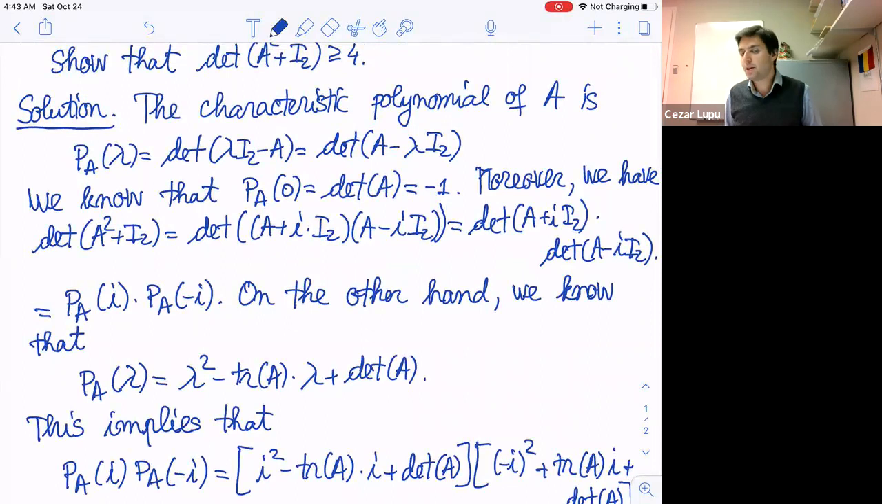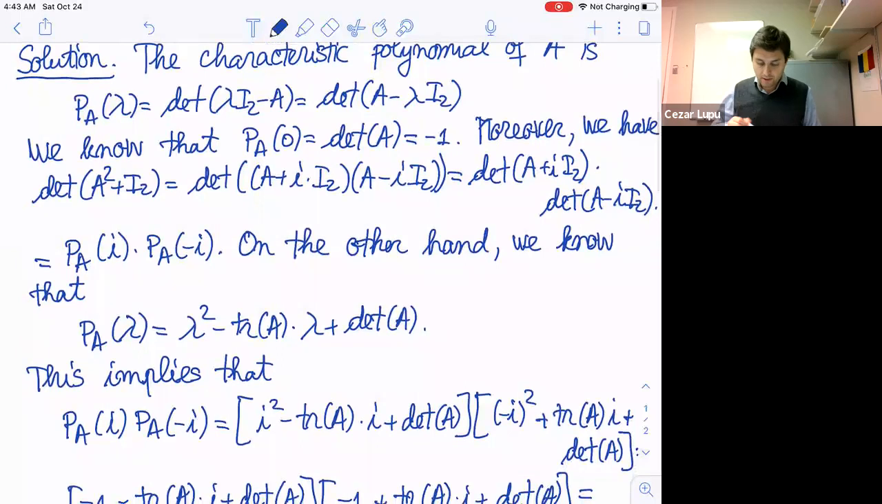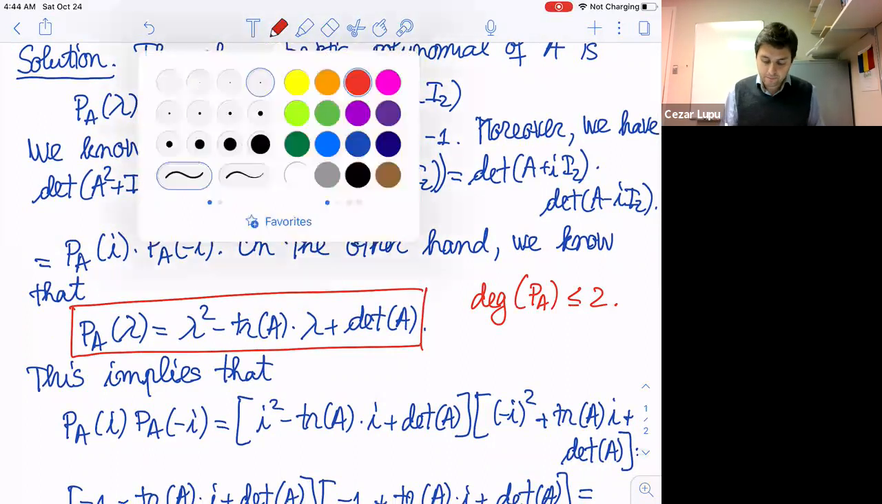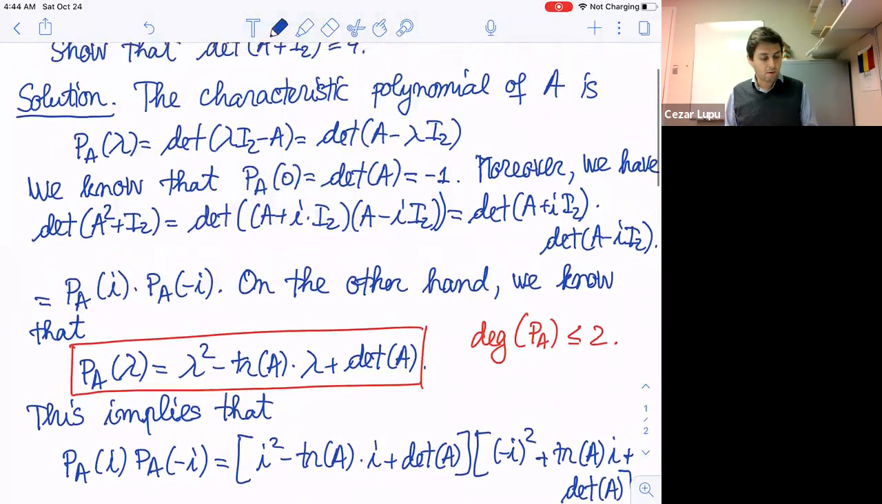Anyway, like I said at the beginning, you could have proceeded in an easier way, by using the spectral theorem. But if you don't know the spectral theorem, but you know what the characteristic polynomial is and what the eigenvalues are, and you know how to express the characteristic polynomial in this form, then clearly the degree of the characteristic polynomial of A is less or equal than 2. So if you know how to write this, then at the end of the day, it's just a computation. Okay.